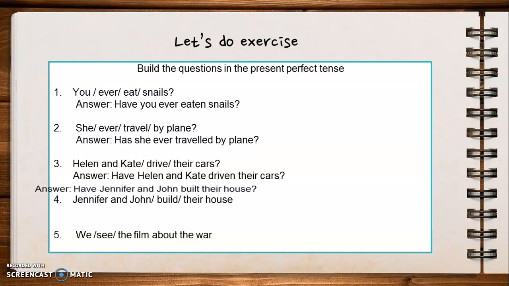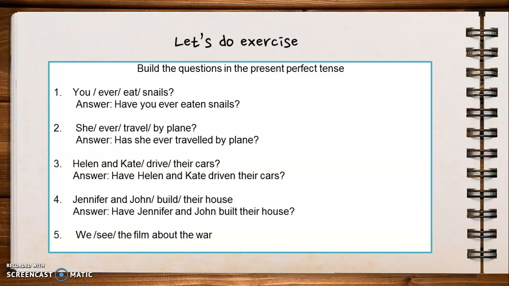Okay, next, number 4. Jennifer and John built their house. So the questions will be, have Jennifer and John built their house? And last, we see the film about the war. So the questions will be, have we seen the film about the war?